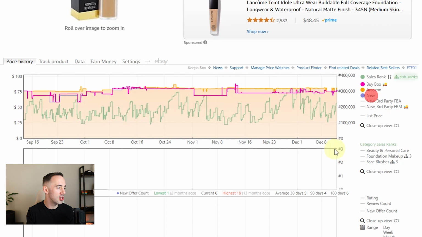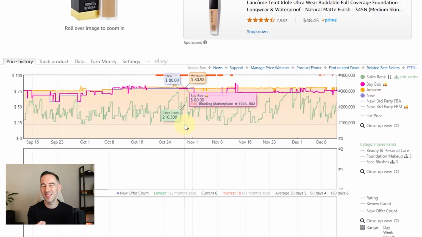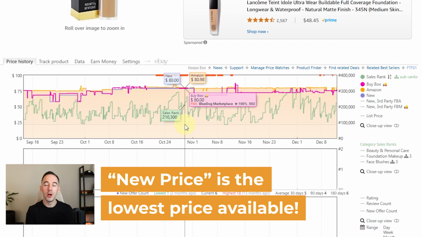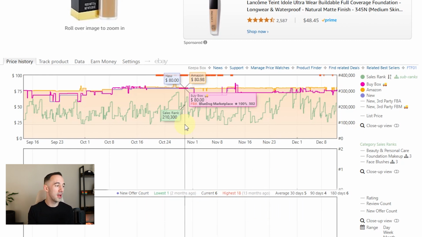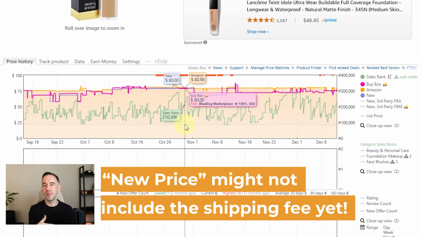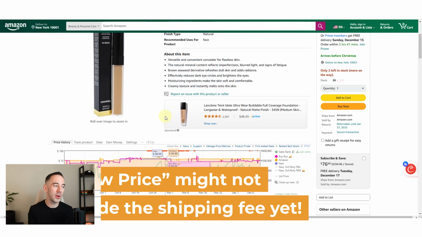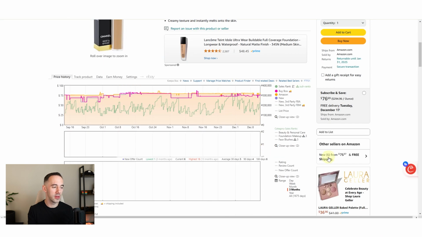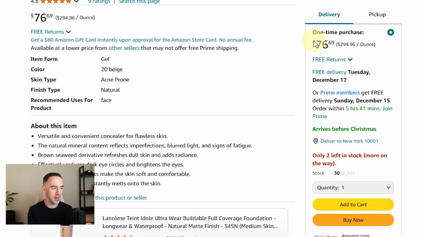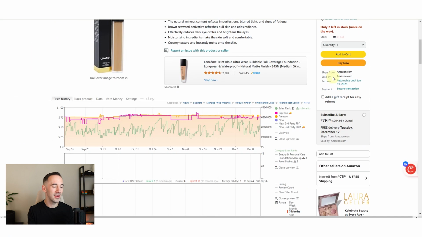Now, on top of that, you're going to get new price. Now, new price is not necessarily the price that customers pay, but it is the lowest price available. A lot of the time, this will be what's known as a merchant fulfilled seller, whereby they have a lower price and maybe they've got shipping on top. Now, they may not be winning the buy box, but they are the lowest. So if I click here, you can see right now, this is saying buy for 76.90 or 69.